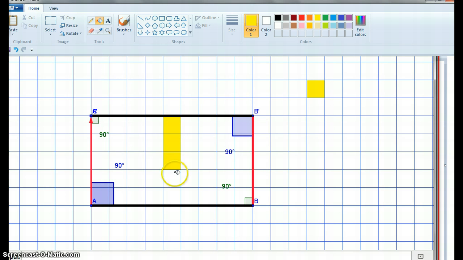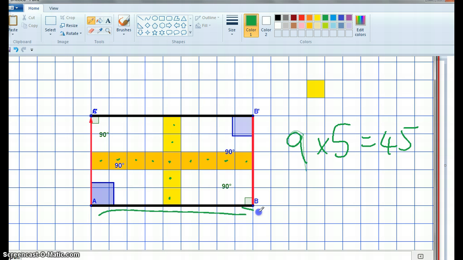45. 1, 2, 3, 4, 5 that way, and 1, 2, 3, 4, 5, 6, 7, 8, 9 that way. So the shortcut is to go 9, because there was 1, 2, 3, 4, 5, 6, 7, 8, 9, times 1, 2, 3, 4, 5, which is 45. So that's my length and that's my height, or width times height, or width times length, whatever you want to call it. You're doing the two different directions, the two different lengths.